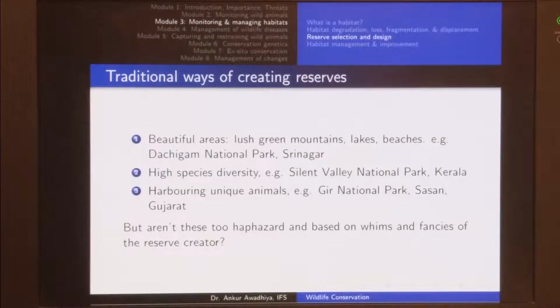In certain situations, people also use the criterion that any area that does not have any use for humans, let us convert it into a reserve. So, most of our very high mountain areas that are not being used by human beings have been declared reserves. But all of these are ad hoc measures of creating a reserve. All of these are very haphazard and depend on the whims and fancies of the reserve creator. So, is there any scientific way in which we could construct a reserve? What is the theory of construction of a reserve?